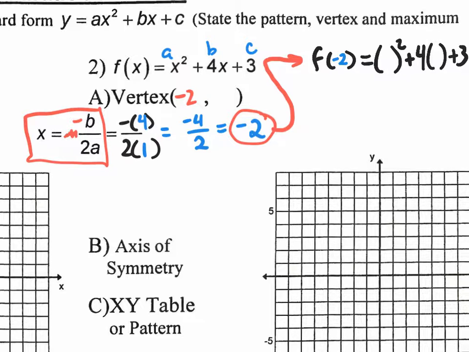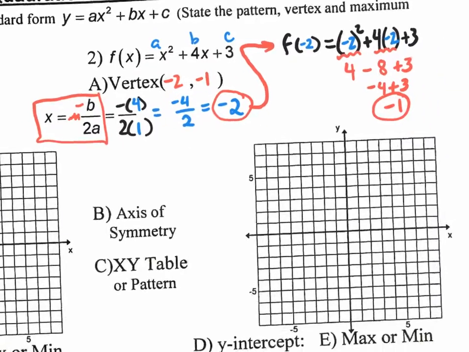I am plugging in that negative 2 in place of x. Doing the math, negative 2 squared, that's positive 4. 4 times negative 2, that's a negative 8. Bring down the plus 3. 4 minus 8, that's negative 4. Negative 4 plus 3, that is negative 1. So there's my answer. What does that answer represent? The Y value of our vertex. So our X value is negative 2, our Y value is negative 1. That is the most important point right there.